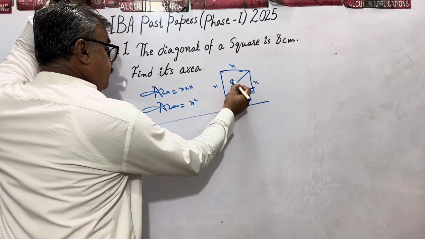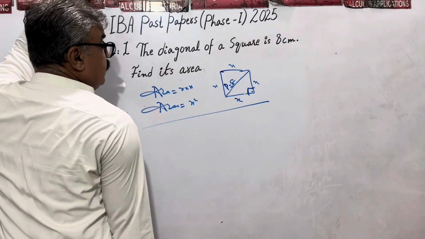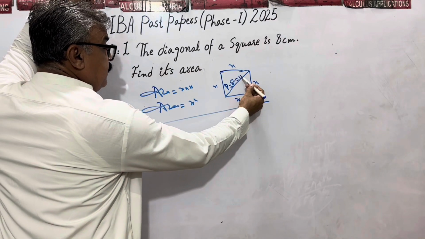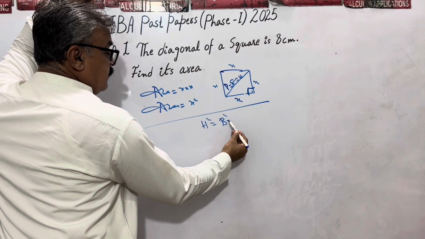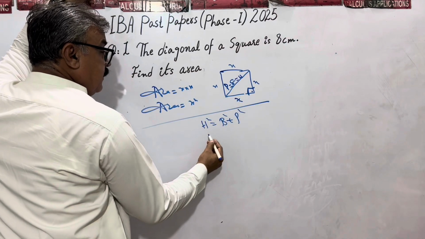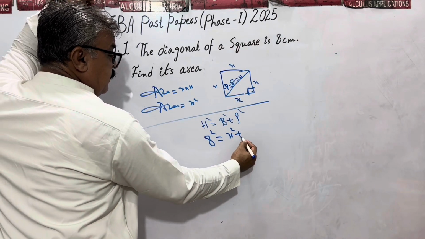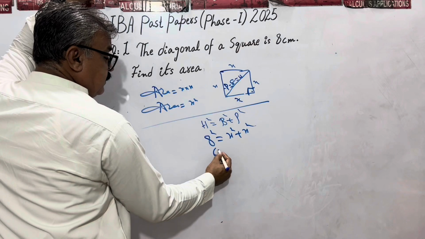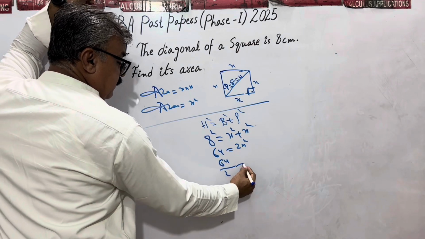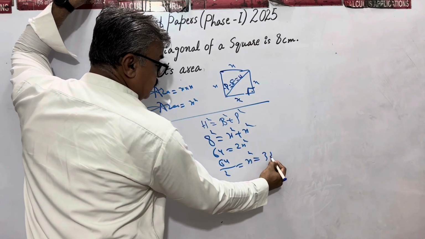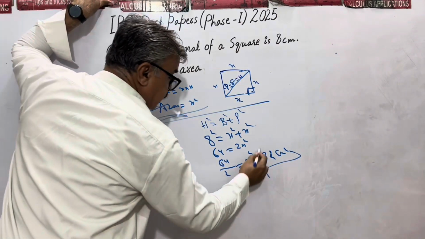Taking this, opposite to 90, it is our diagonal from the square point of view, as well as our hypotenuse. Applying the Pythagoras theorem, hypotenuse square is equal to base square plus perpendicular square. What is our diagonal? Diagonal or hypotenuse is 8. 8 square is equal to base x square plus perpendicular x square, 64 is 2x square. Shift 2 there, 64 divided by 2 is x square. X square is equal to 32 centimeter square. So it is our area.